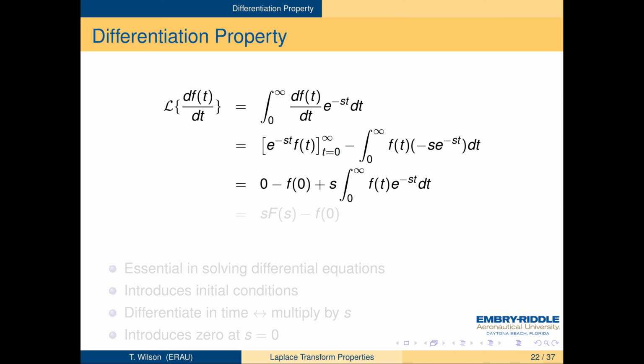The s from differentiating e to the minus st comes down and scales the resulting integral, which we recognize as the Laplace integral itself. So the Laplace transform of the derivative of a waveform is s times the Laplace transform of the waveform less the value of the waveform at t equals 0.